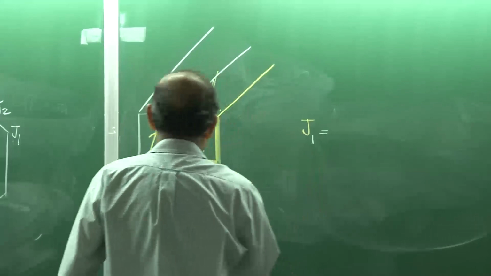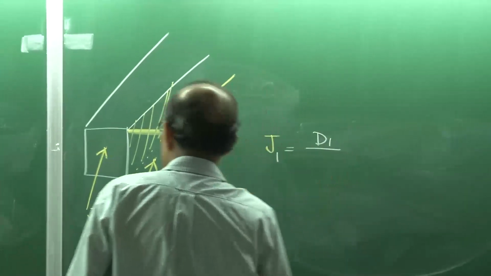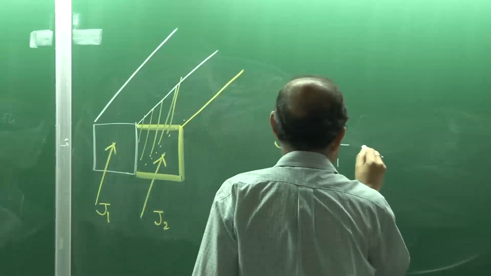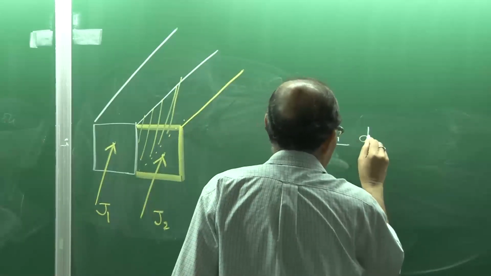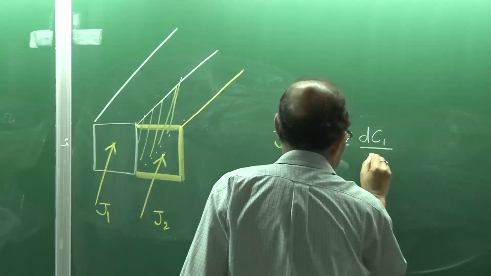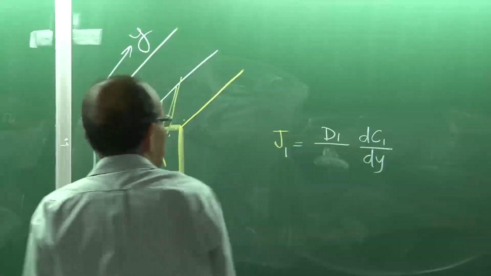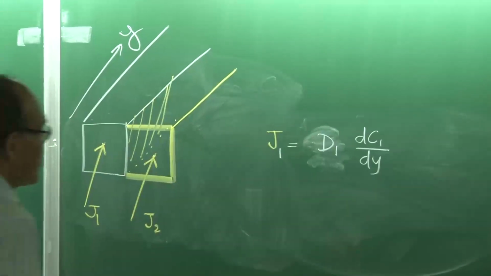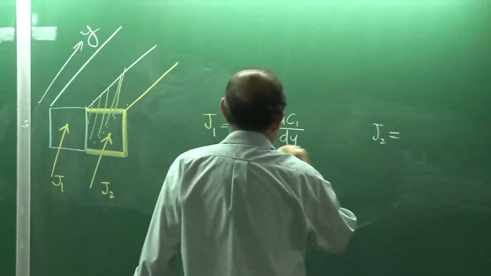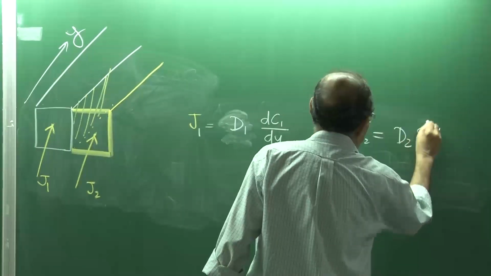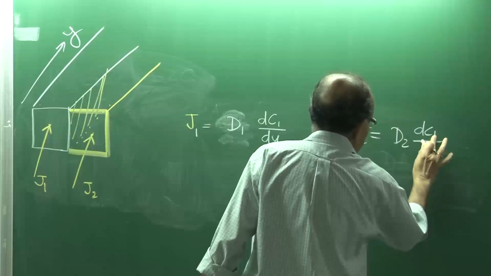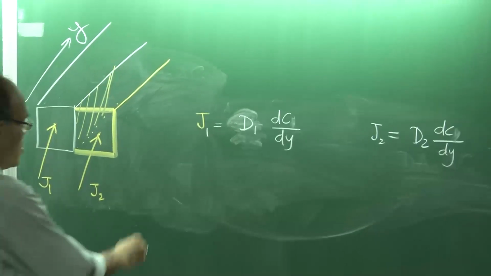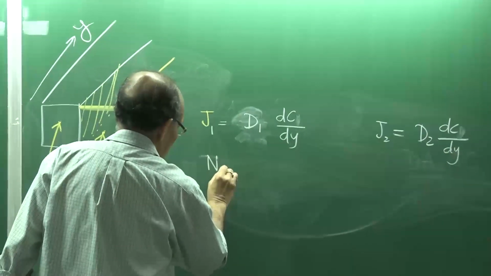So J1 is equal to D1 into dC1 by dy. Suppose this is my y direction. Similarly, I can say J2 is equal to D2 into dC1 by dy. So let us not write more, because I assume the same concentration gradient; this is an assumption based on which this analysis is presented.